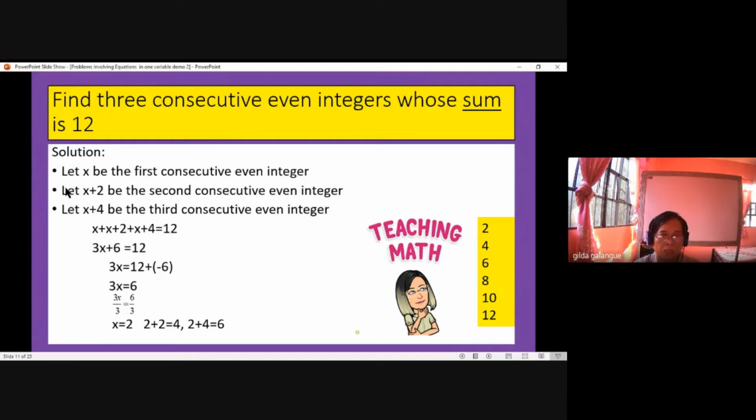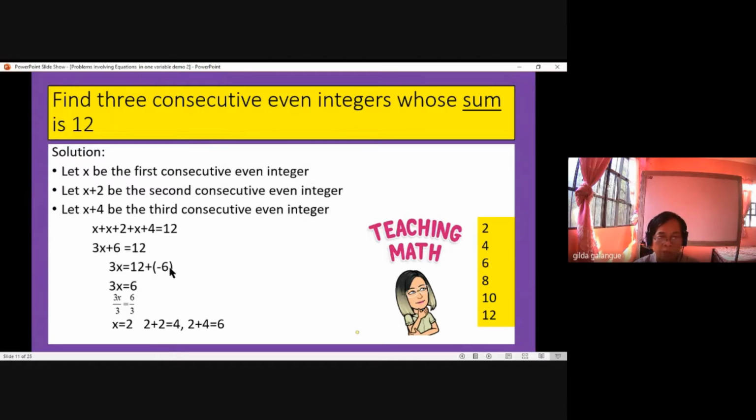So now we can make use of algebraic method. Let x be the first consecutive even integer. Let x plus 2 be the second consecutive even integer. And let x plus 4 be the third consecutive even integer. So x plus x plus 2 plus x plus 4 is 12. So 1x plus 1x plus 1x is 3x. 3x plus 2 plus 4 is 6, equals 12.